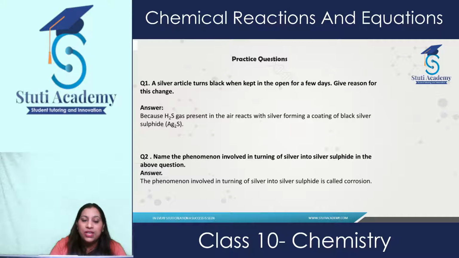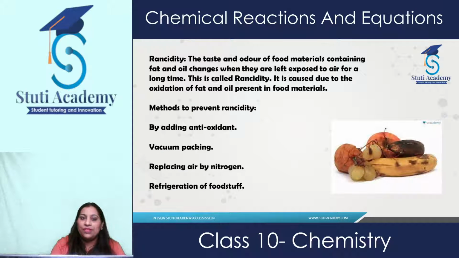And the next question is, name the phenomena involved in turning of silver into silver sulfide in the above question. And the name of the process or the phenomena is corrosion.